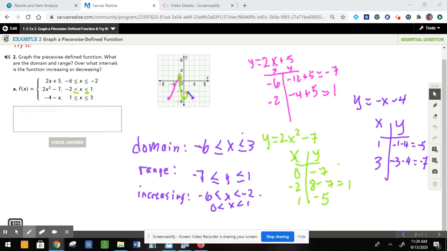And then in terms of decreasing, it's decreasing from -2 to 0. And it's also decreasing from 1 to 3. Basically, any point that is going down, right?